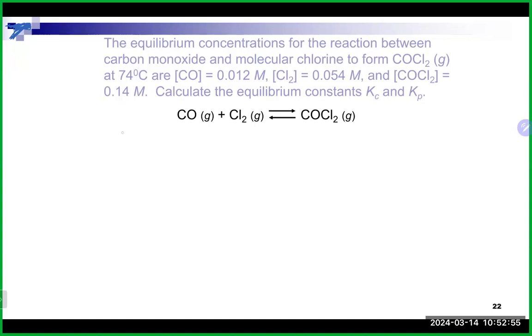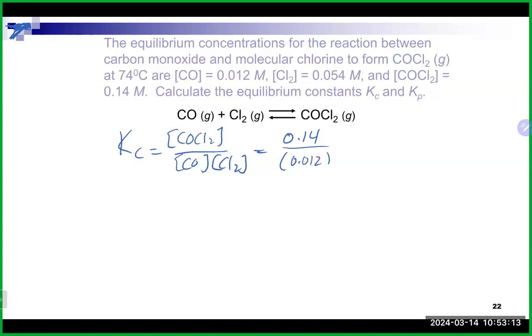So in this case, we will write our expression, which would be our products divided by our reactants, and in this case, everybody is going to go in. That would get us here 0.14 divided by 0.012 and our 0.054 in this case. And that's going to get us a number like a 216, or if you're significant figure wise, 220, whichever way you want to go with that, I suppose. It looks like we've got two everywhere in this case.